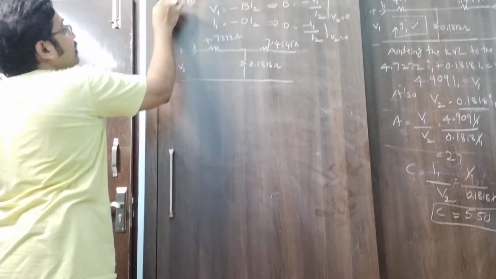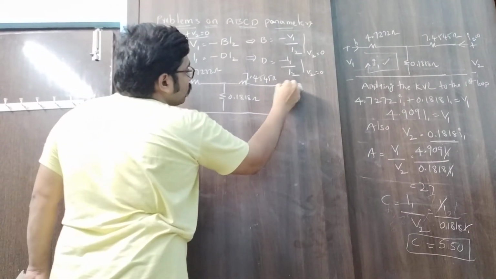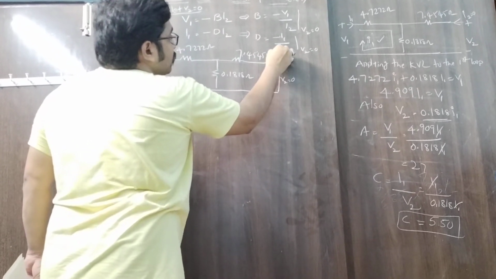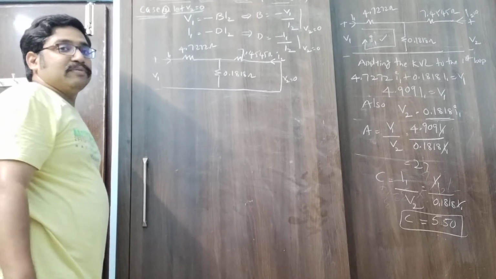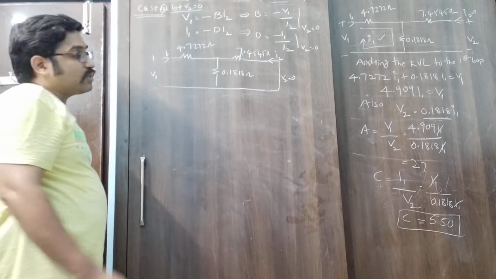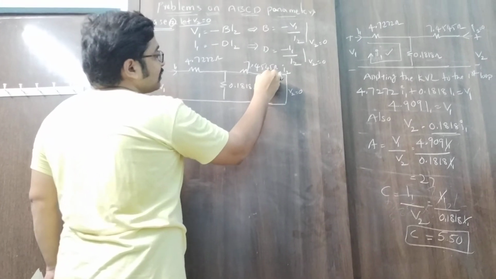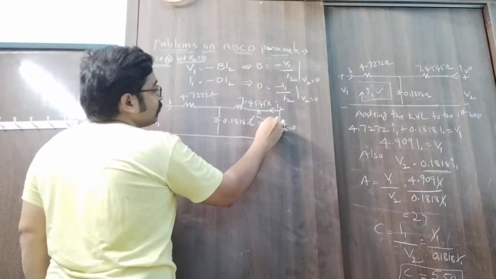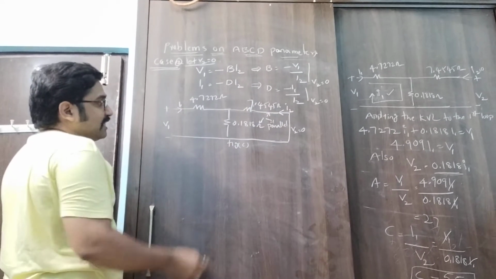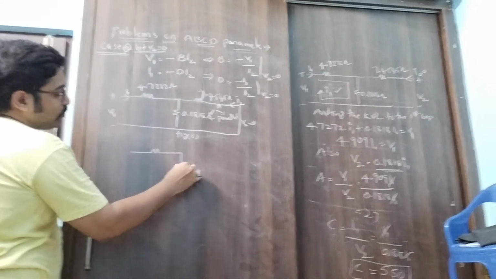So in case 2, let V2 is equal to 0. V2 equal to 0 means what? The output needs to be short circuited. Now you see here. Once you have done the short circuit on the output, this resistance and this resistance are both in parallel. Let us assume this is figure C. These two resistances are in parallel, so you can make one equivalent resistance.